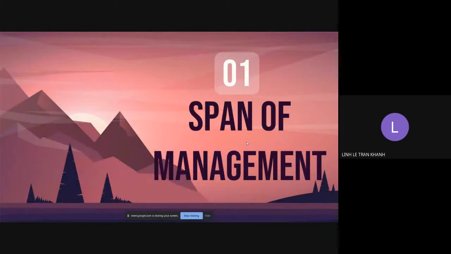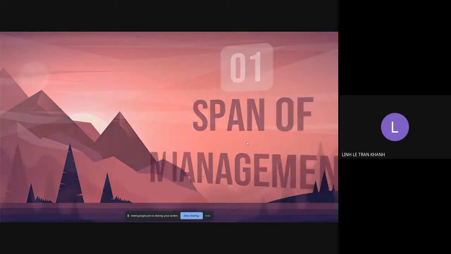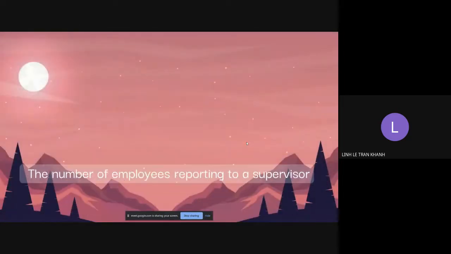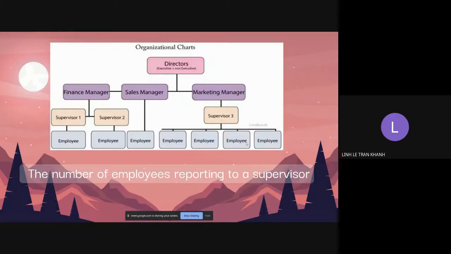So, span of management, or sometimes called span of control, is the number of employees reporting to a supervisor. For example, looking at this graph, we can see that the span of management for the directors equals 3, which are finance manager, sales manager, and marketing manager. In addition, this characteristic of structure determines how closely a supervisor can monitor subordinates.